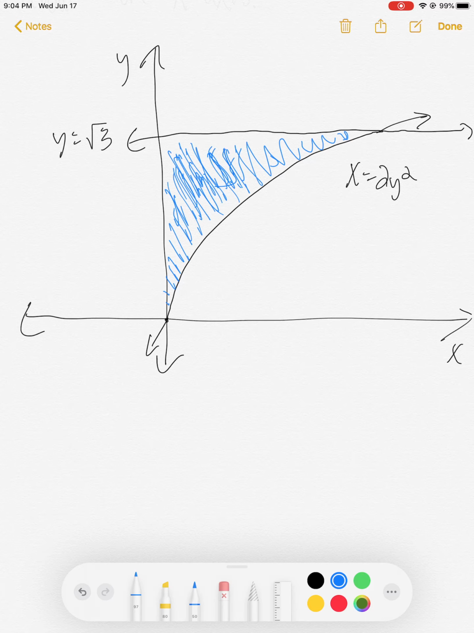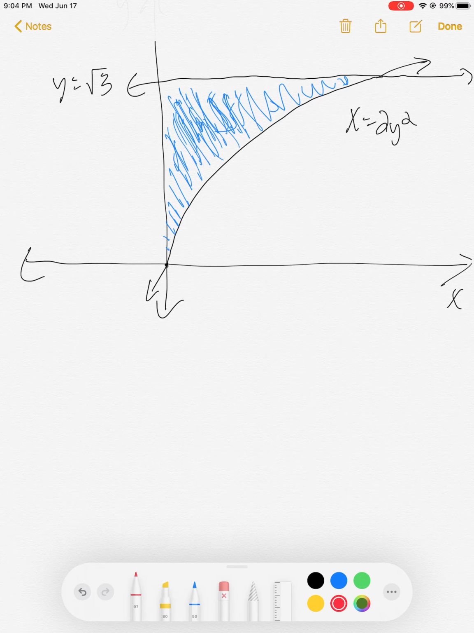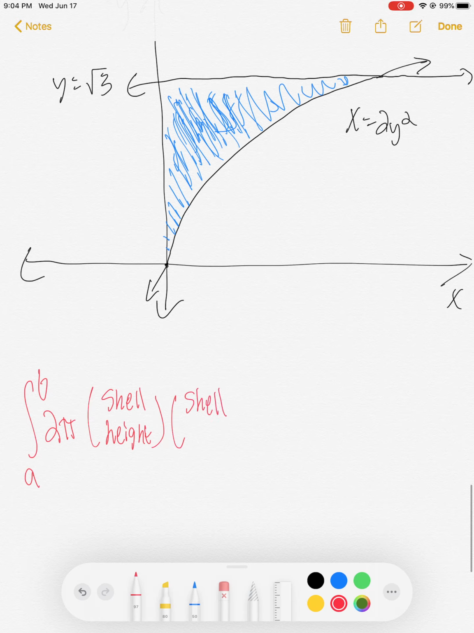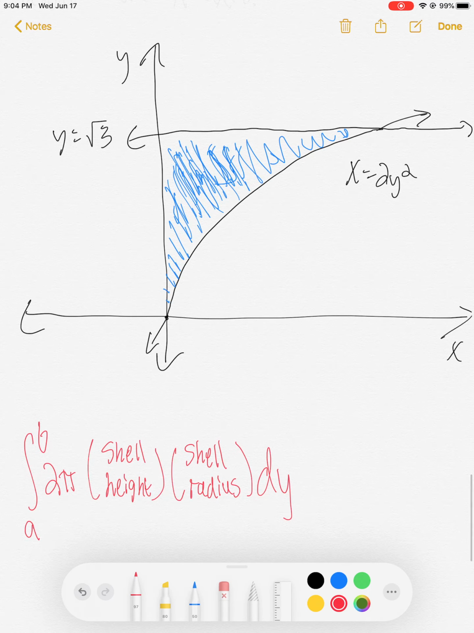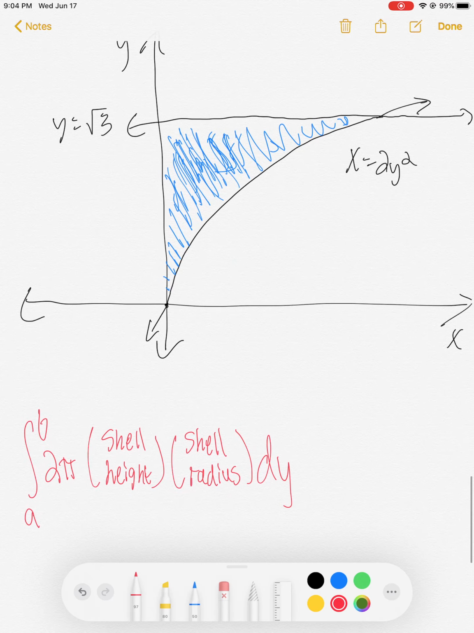Okay, so once again, the general formula, let's jot that down one more time. It's going to be the integral from a to b of 2 pi shell height. It doesn't matter if you write shell height first or shell radius, because multiplication is commutative, meaning that you can flip the order, of course. Now, this time it is going to be a dy problem, because you'll notice that our function, x equals 2y squared, is given as a function of y. Also, the bound y equals root 3 is given as, of course, a function of y.